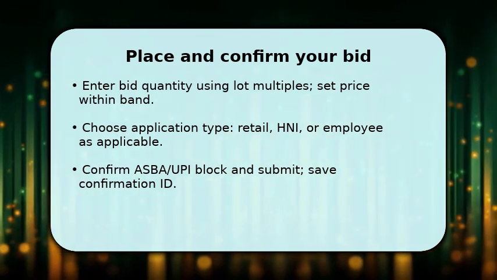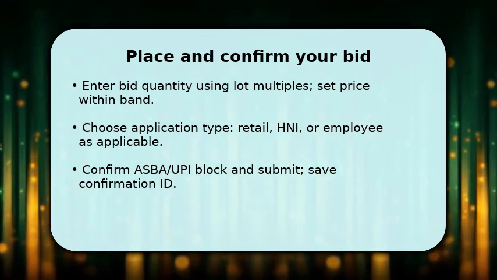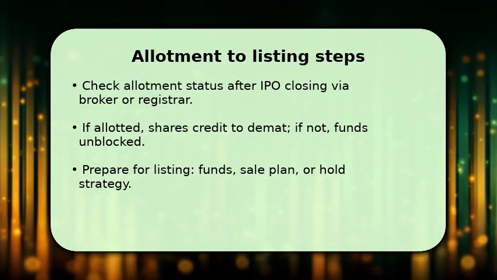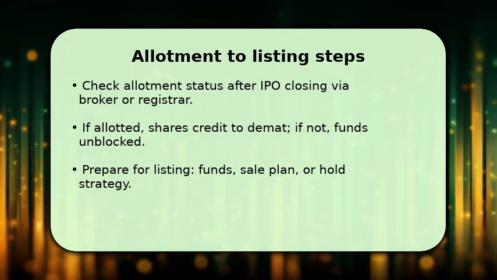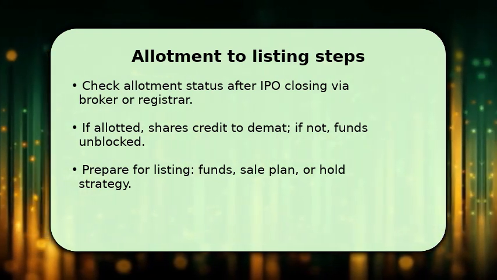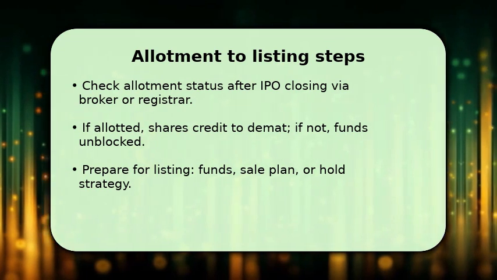You finalize the process by monitoring allotment announcements and checking your broker or the registrar site for status. If you're allotted shares, they'll be credited to your DMAT account before listing. If you weren't allotted, the blocked funds release automatically.